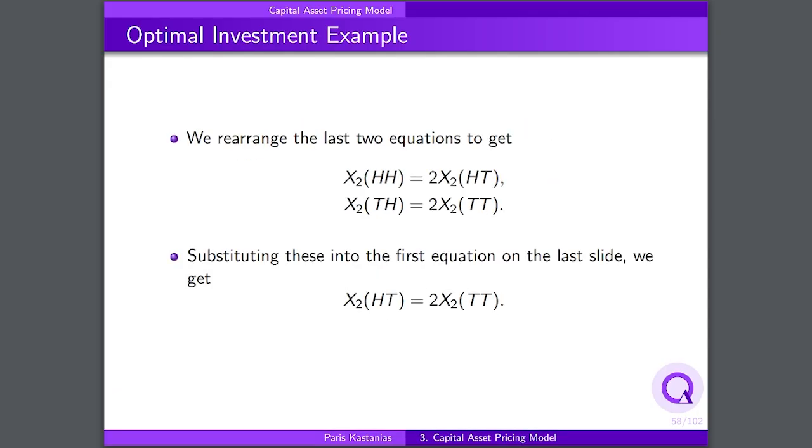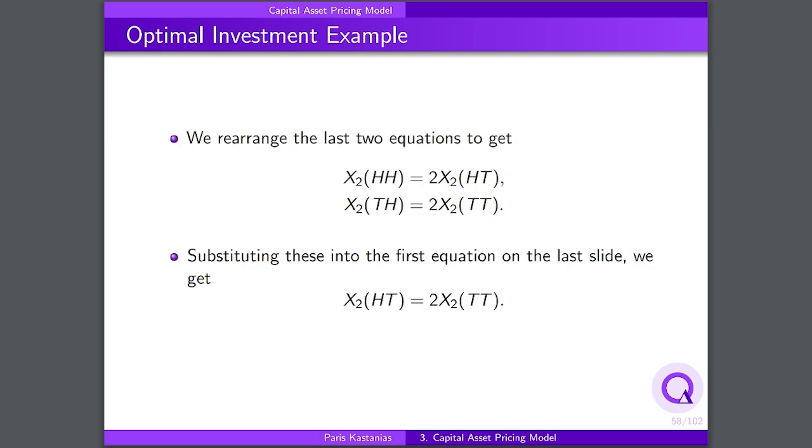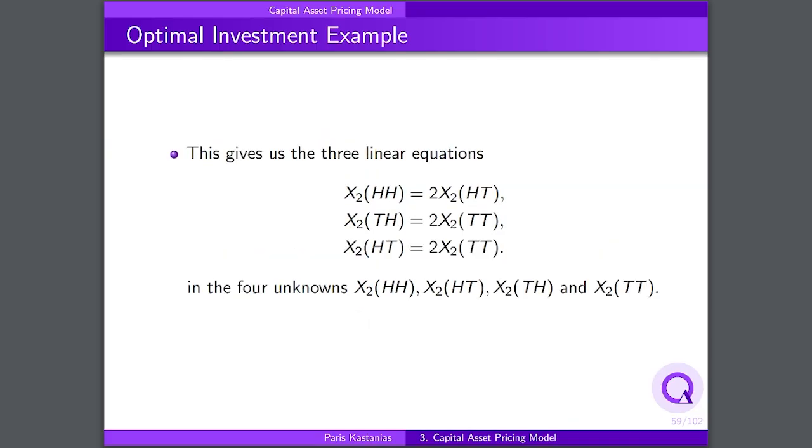Then we rearrange the last 2 equations to cross multiply, and then we get x2hh plus 2x2ht, and then this one down there. You can substitute these 2 things in the first equation, and then we get x2ht equals 2 multiplied by x2tt. Okay, and then this gives us 3 linear equations in 4 unknowns.